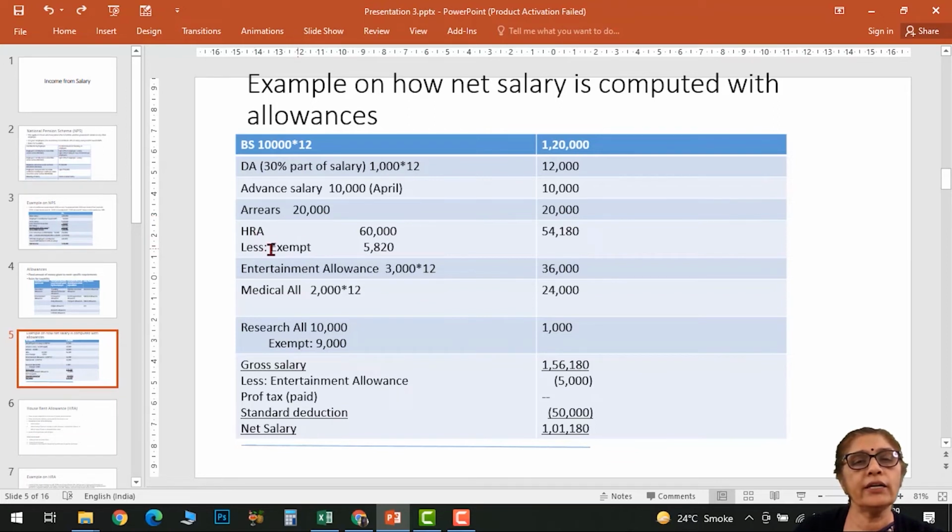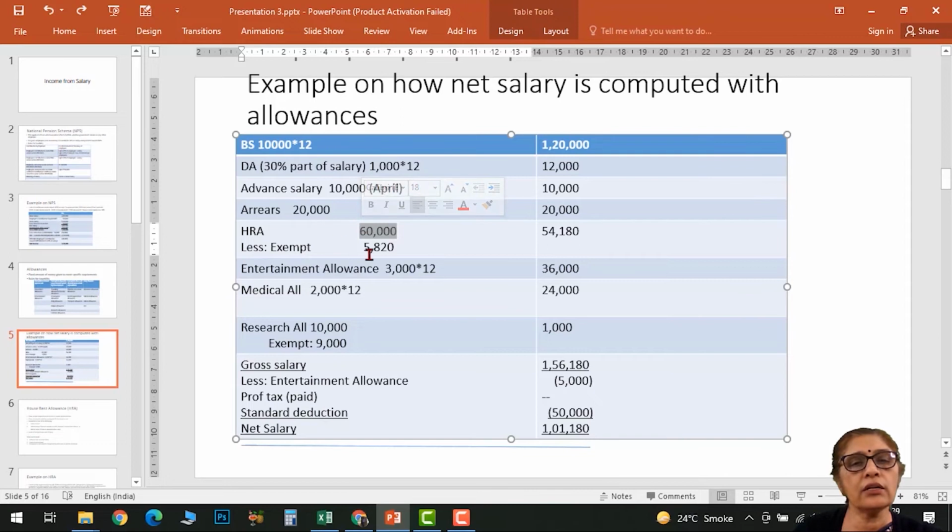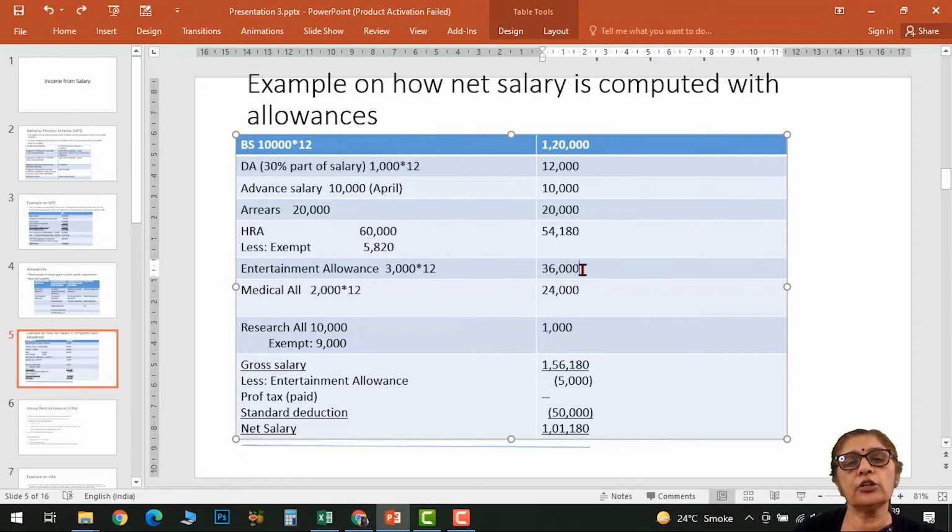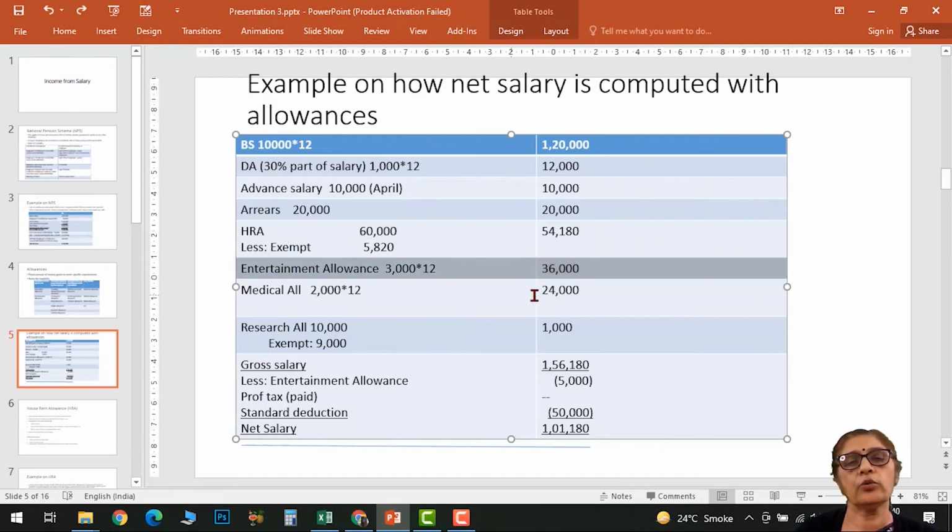House rent allowance, we provide an exemption. These are all hypothetical figures I have taken just to make you understand the format in which we appear if we have allowances in the question. Then entertainment allowance. See, we differ in treatment of entertainment allowance in comparison to house rent allowance. In house rent allowance, first we take the amount that you get, less exempt, balance would be taxable, as we have been doing earlier in leave salary, gratuity, pension. But for entertainment allowance, we shall first include the entire amount in the salary. You get 36,000, you pay tax on 36,000.